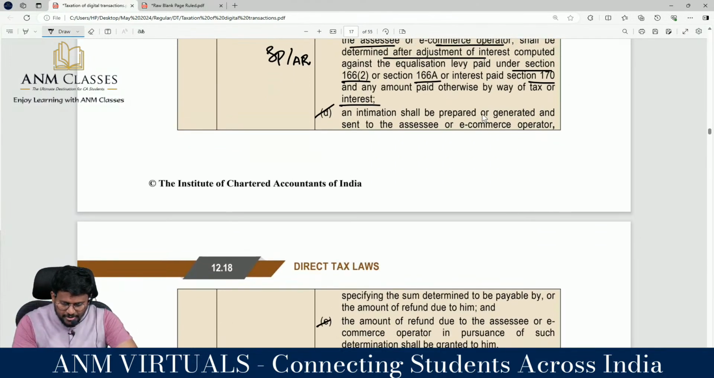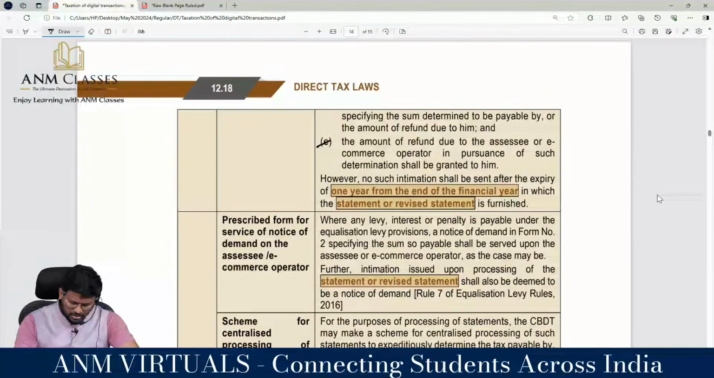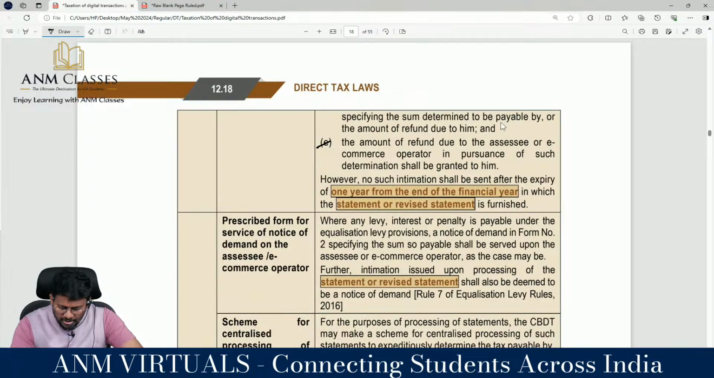An intimation shall be prepared or generated and sent to whom? To the assessee or e-commerce operator, specifying the sum determined to be payable or the amount of refund due to him.